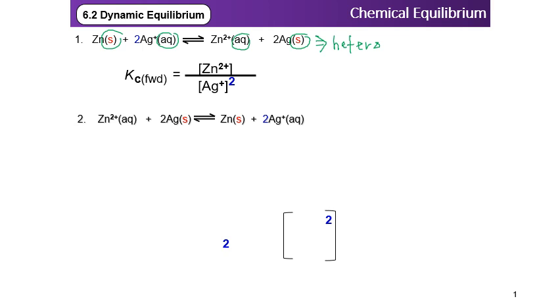If I write the Kc for the second equation, this will be the answer. Now let's check. The second equation actually is the reverse of the first equation. So now let's check what the relation is between Kc forward and Kc reverse.